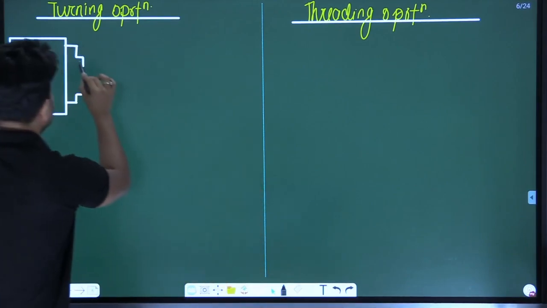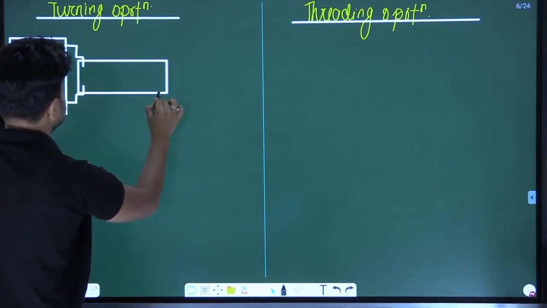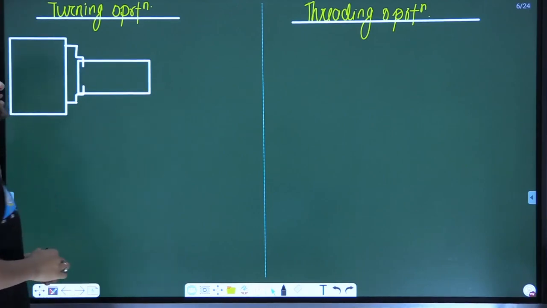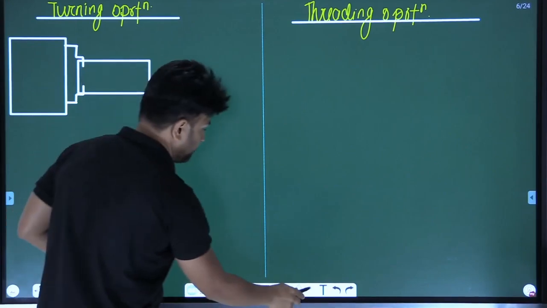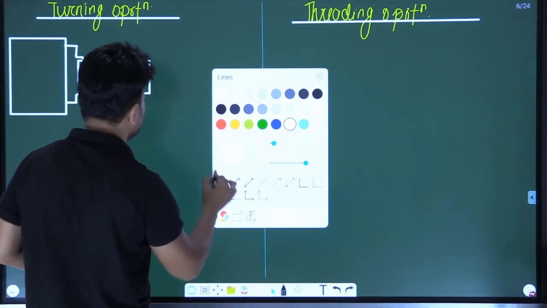This is the workpiece. Okay. Little bit I am making larger. This is a workpiece. Right. And you are doing a turning operation and the workpiece is rotating. And you are doing a turning operation also.